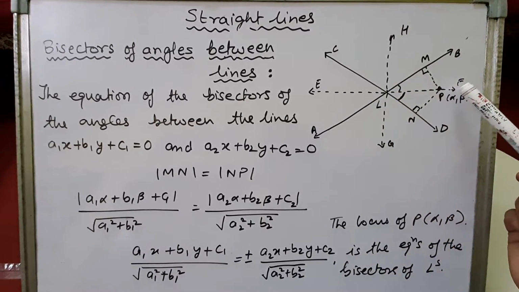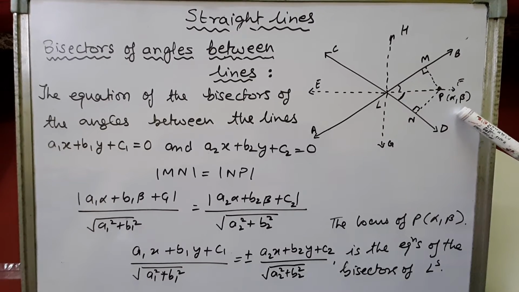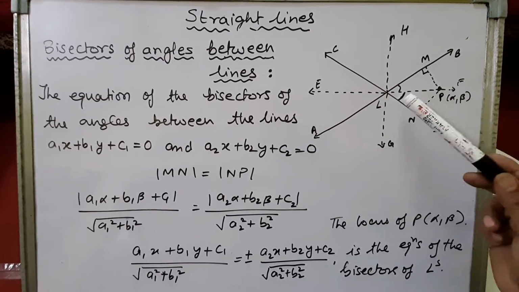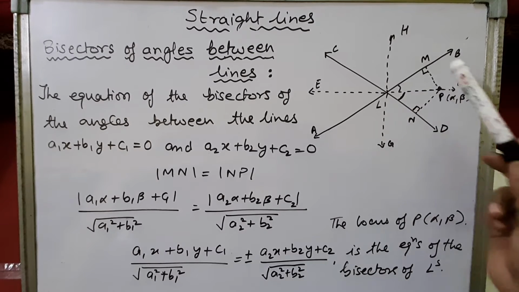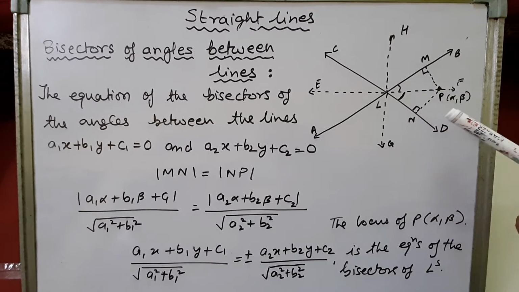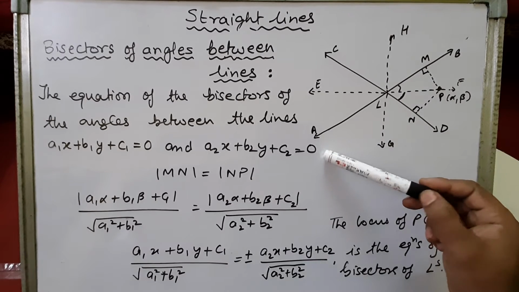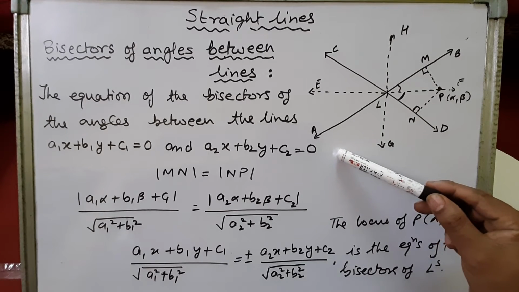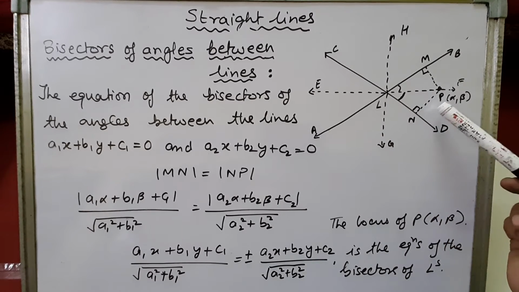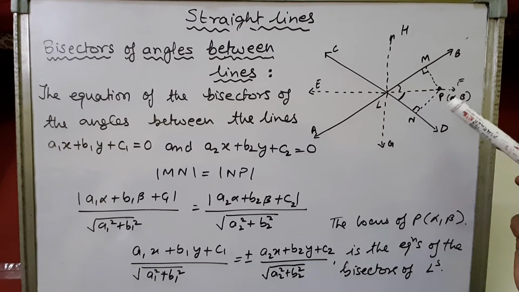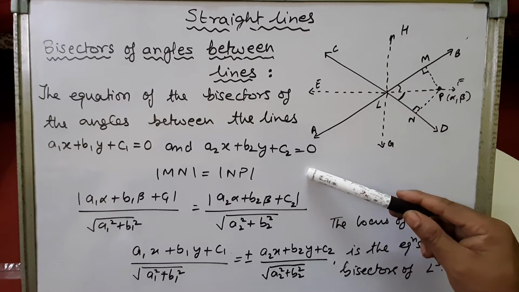Suppose P is lying on the bisector of an angle and P has coordinates alpha, beta. Then if we draw perpendiculars from P to the lines, the lengths of the perpendiculars will be the same. So if the equations of the lines are a1x plus b1y plus c1 equals 0 and a2x plus b2y plus c2 equals 0, then the lengths of the perpendiculars will be the same because P lies on the angle bisector. We know that the perpendicular distance for all the points lying on the angle bisector is the same from both lines. So that means modulus of MP equals modulus of NP.